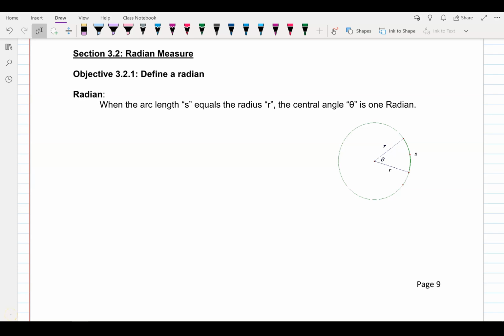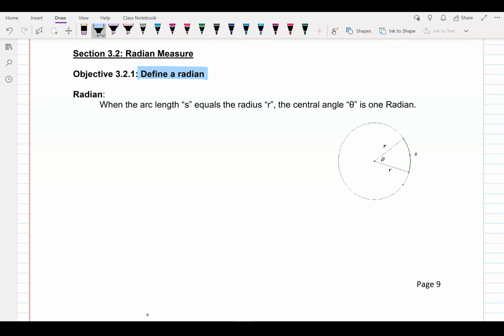In this lesson, we're going to be talking a little bit about circles. And when we talk about circles, we are going to be dealing with something called a radian. The first thing we should do is talk about what it means to have one radian. Let's look at the definition here. When the arc length S equals the radius R, the central angle theta is 1 radian.